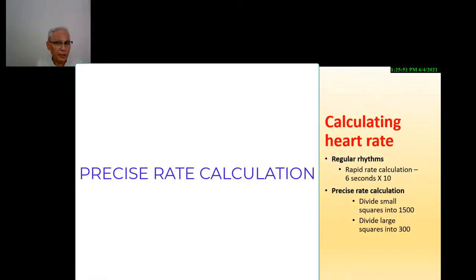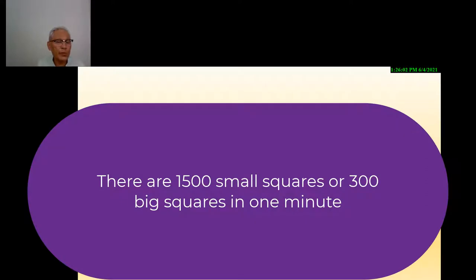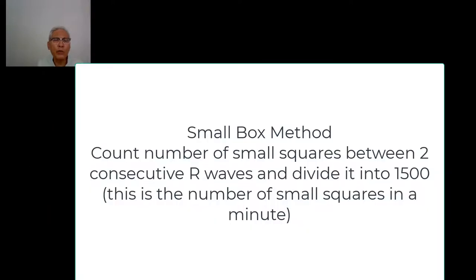Another way to calculate heart rate is what is known as the precise rate calculation method. In this particular method, we take into consideration that there are 1500 small squares in 1 minute, or 300 big squares in 1 minute. So in this particular method, we're going to take the distance between two consecutive R waves, and we take the number of squares within that distance and divide the number of small squares between the two consecutive R waves into 1500.